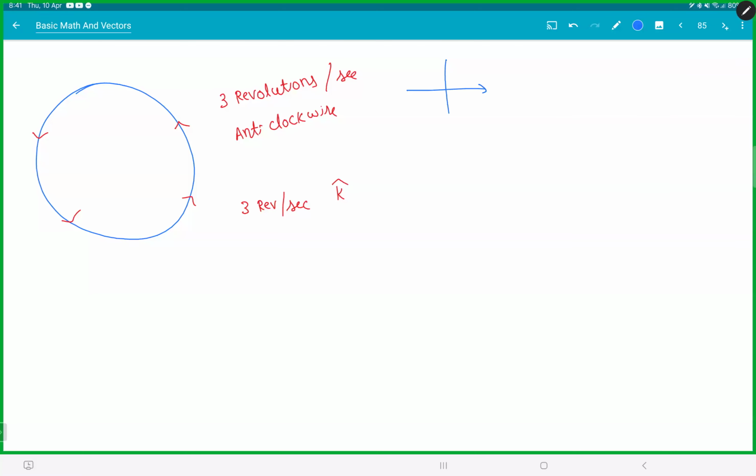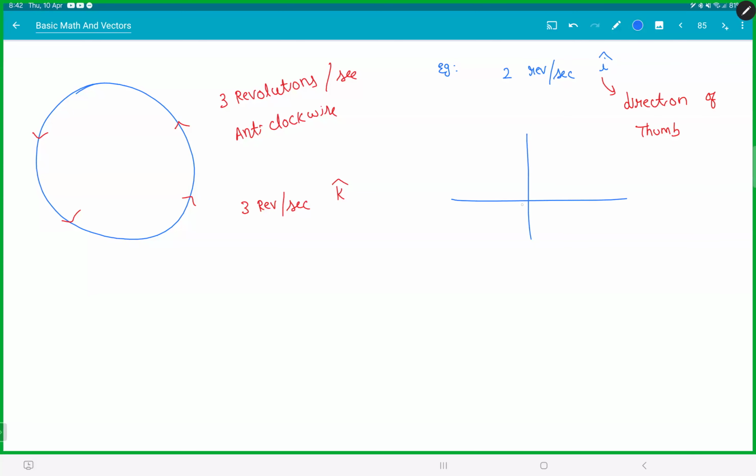You guys remember the standard thing, no? This is x, this is y, z is coming out of the paper, and minus z is going into the paper. Is that clear, everyone? If I give you one more example, suppose I say a particle is going 2 revolutions per second I cap. What is the meaning of this? The I cap will be the direction of the thumb. So put your thumb in the direction of I cap, and then curl your fingers. That will give you the rotation.